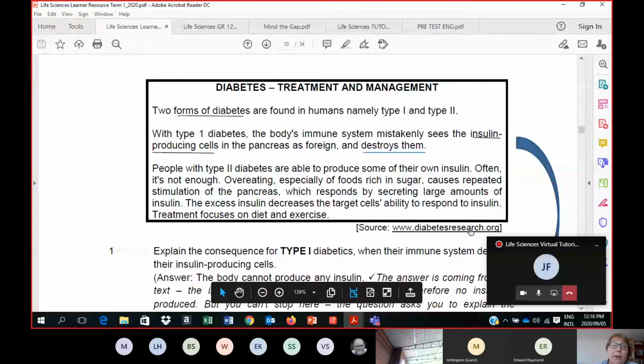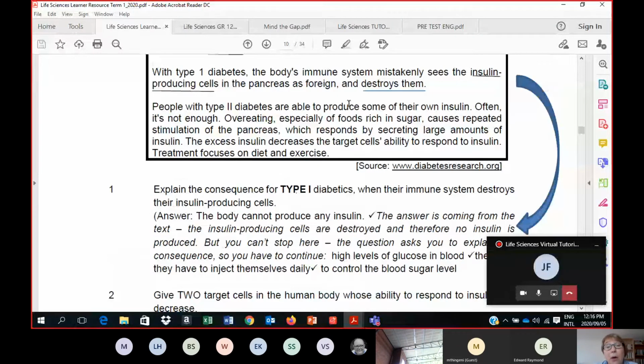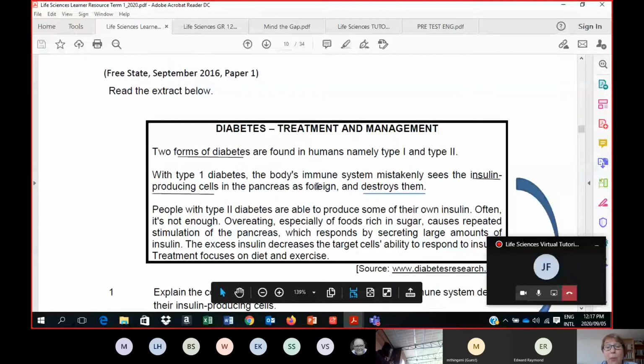So you read through it very carefully, and you underline important sections, make sure you understand it, and then you answer it. And as I said, the first few answers are normally in the little extract that they've given you, right? And then when you get to the other answers, of course, they are testing whether you've studied and really know more about the topic. So, for example, if you look at question 2, it says, give 2 target cells in the human body whose ability to respond to insulin can decrease. Now, you're not going to find that answer in the extract, but of course, we know that we've studied that.